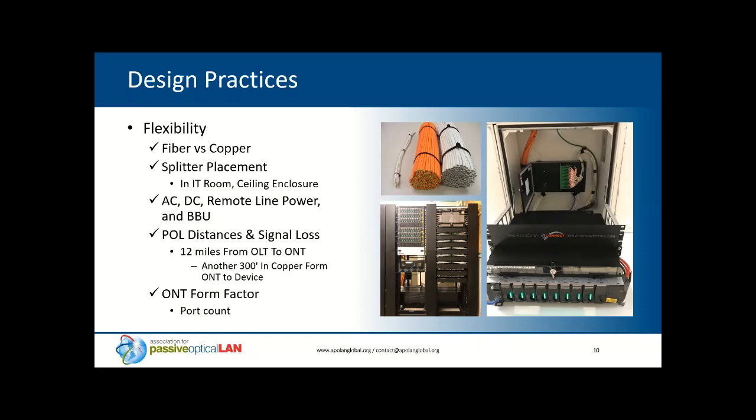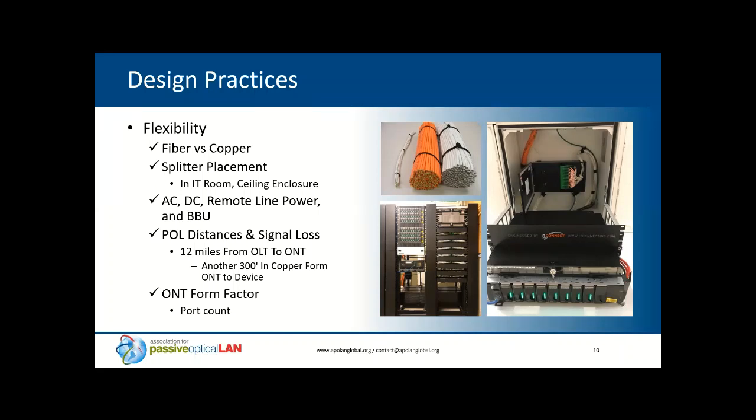You have your splitter placement. These can be in an IT room, as we've described, or a ceiling enclosure in a closet. Matt mentioned you can put these pretty much anywhere. You'll see in the pictures to the right, we have some rack-mounted options, and then all the way to an enclosure to a cassette form. You have your AC and your DC remote line power and your battery backup options. All of these are going to affect your design and the way you proceed.